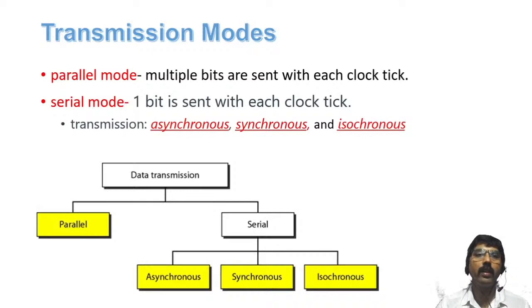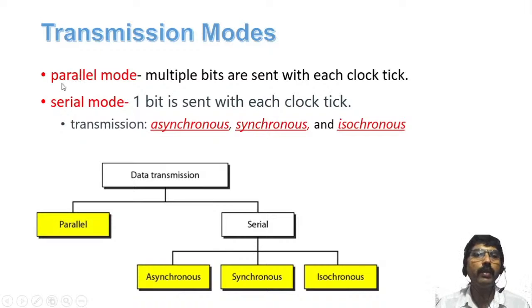Next one is called transmission modes. Transmission mode explains, when we have to send some data, whether we are sending the data bit by bit, or we are grouping the bits and sending that group at a time. That is explained by the transmission modes. There are two types of transmission modes.